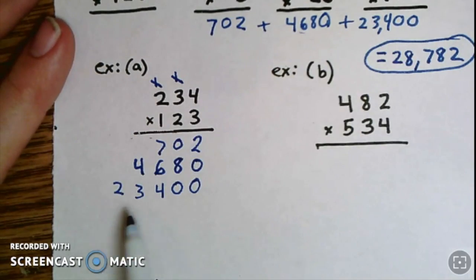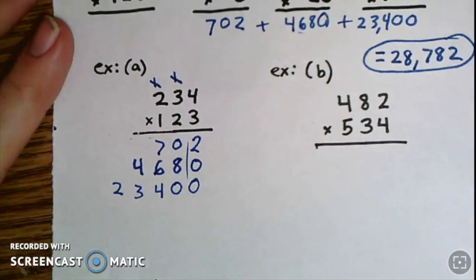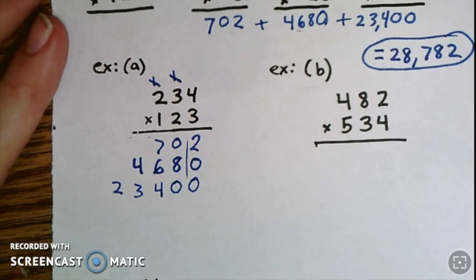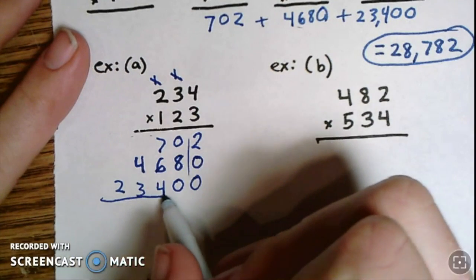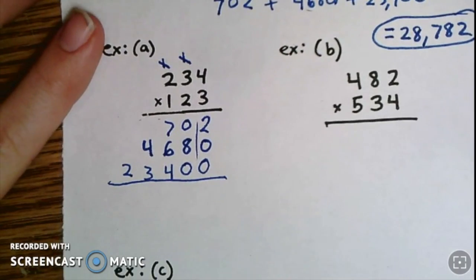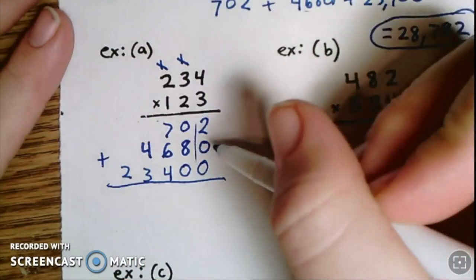And notice how important it is to keep these in columns. If you don't line up your numbers, you are going to add wrong and get the wrong answer. And you don't want to do all this multiplication work and get it wrong because you just added at the end wrong. So my final step is to add all these together.